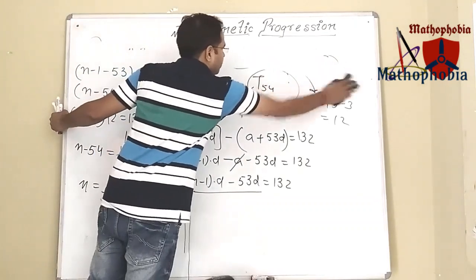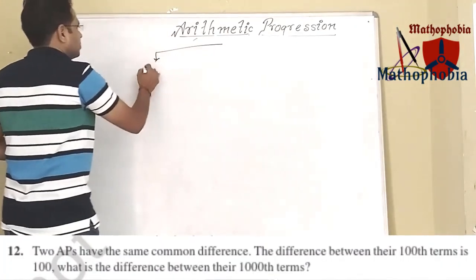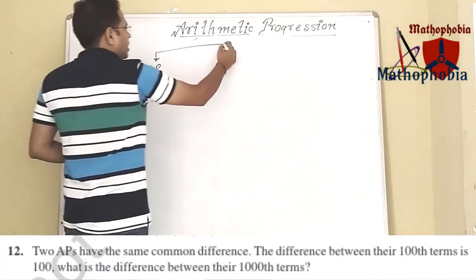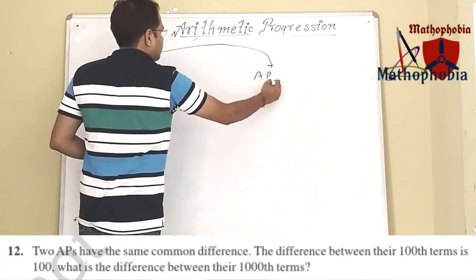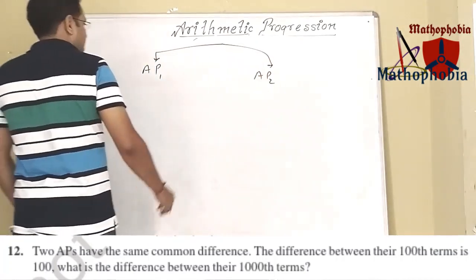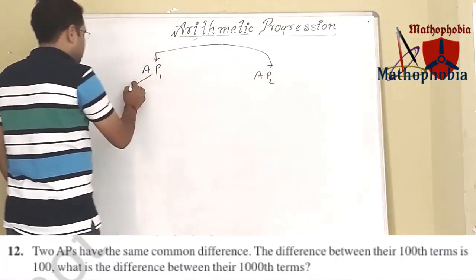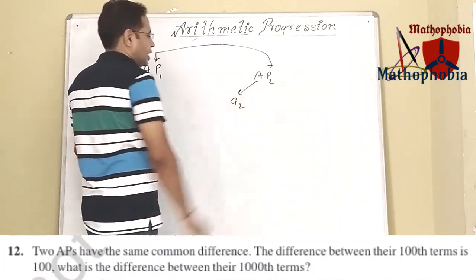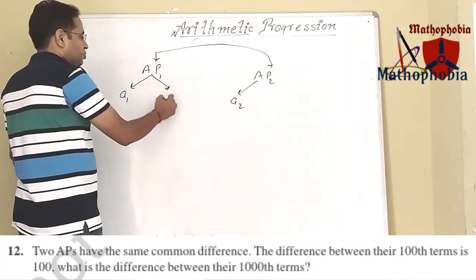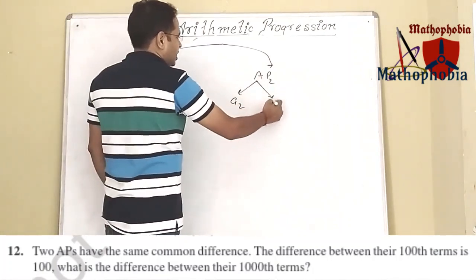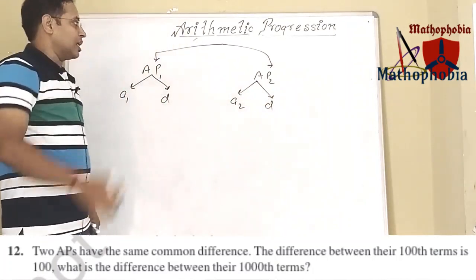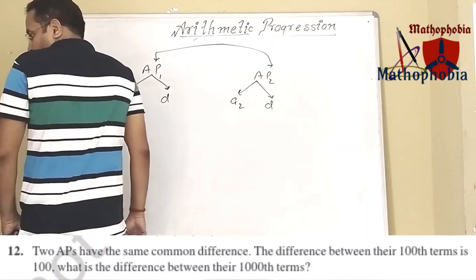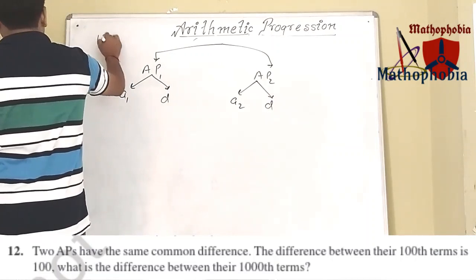Question number 12. Two APs are given, AP1 and AP2, and they have got the same common difference. But the first term, इसका suppose करो A1 है और इसका first term suppose that it is A2. And the common difference of this one is D and this one is also D, because both have got the same common difference. Okay, two APs have the same common difference.